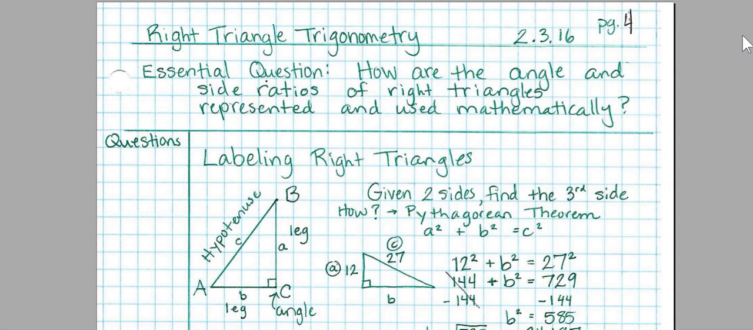Hi, for today's lesson we're going to take a look at some right triangle trigonometry. This is the beginning of a unit where we're going to be using side lengths on right triangles and angles in order to find missing components and also in order to solve some application problems.